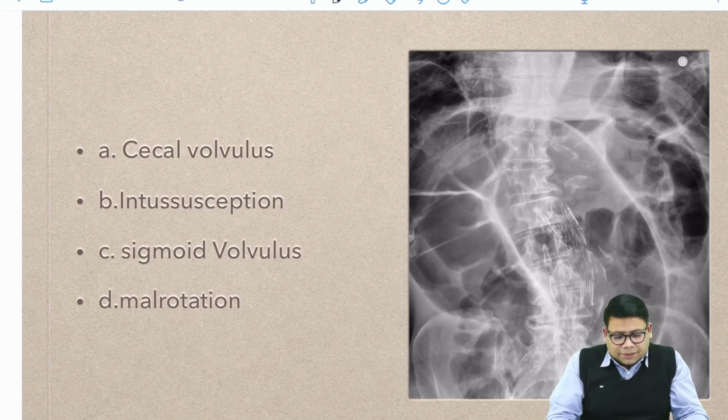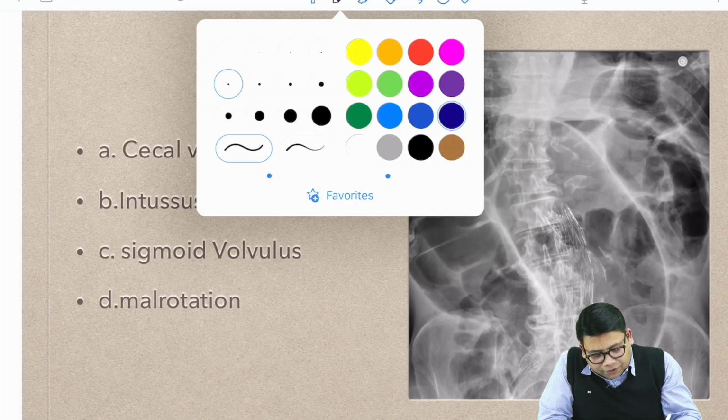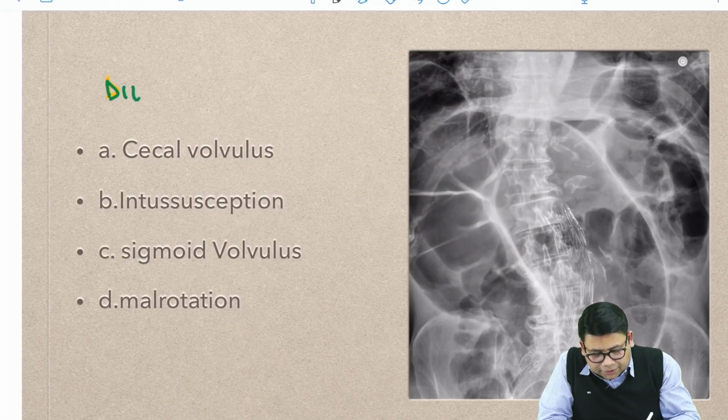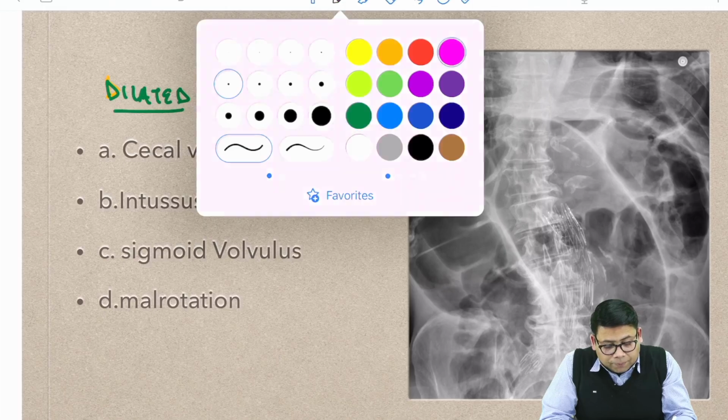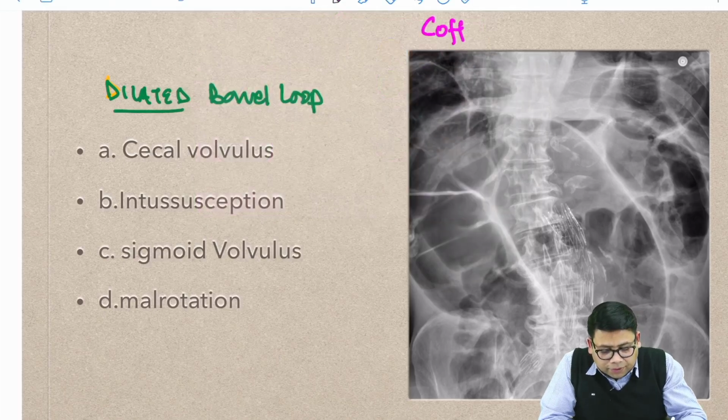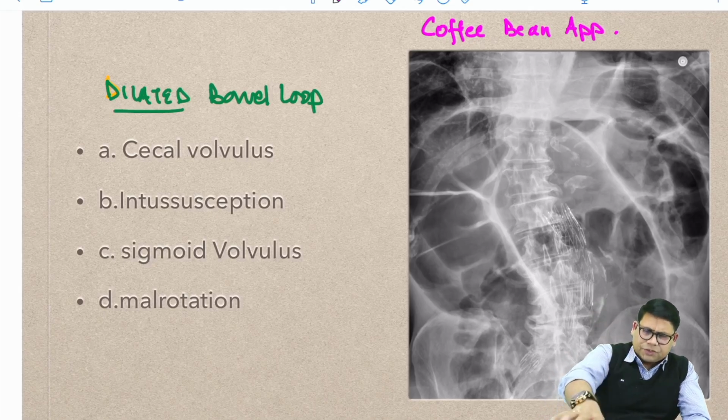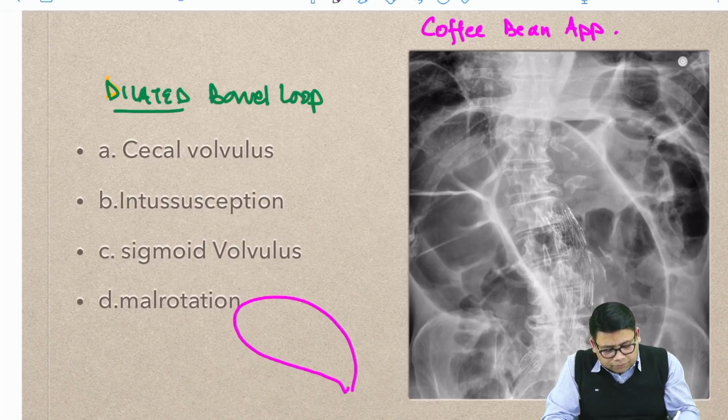Now try to understand that what we are seeing is a dilated bowel loop. Yes, a dilated bowel loop. The next thing you can appreciate here is a coffee bean appearance, a classical coffee bean appearance, and that is sufficient to confirm that this is a case of what? Sigmoid volvulus.